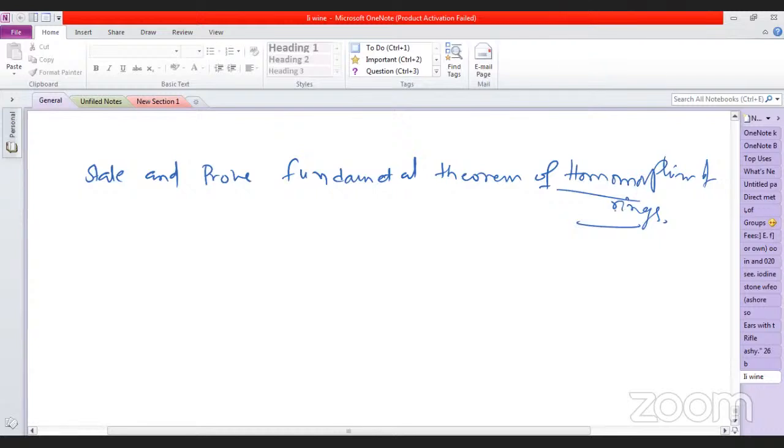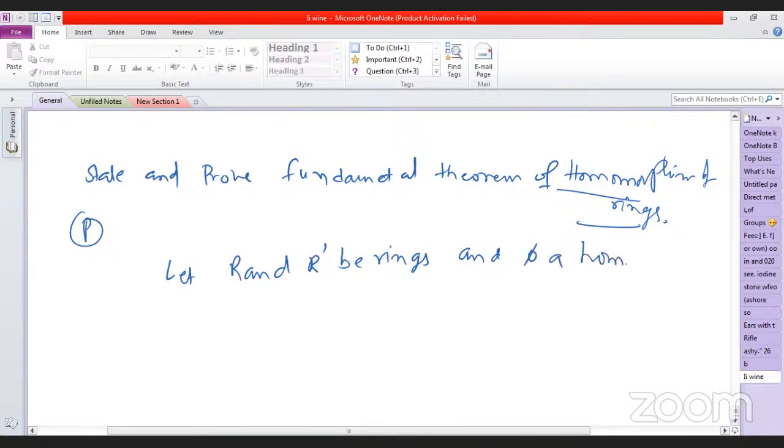State and prove the fundamental theorem of homomorphism of rings. Let R and R dash be rings and phi a homomorphism of R into R dash with kernel U.